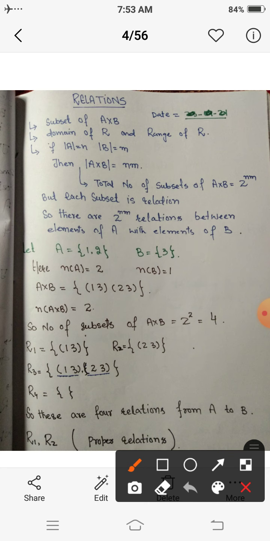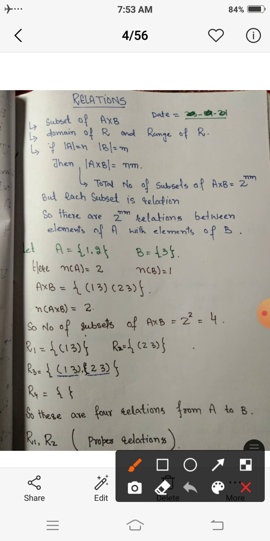Today we are going to discuss the unit relations and functions. Firstly we will discuss the relations and later we will discuss the functions. In class 11th you studied about relations. Now let's have a look at what you studied in class 11th.